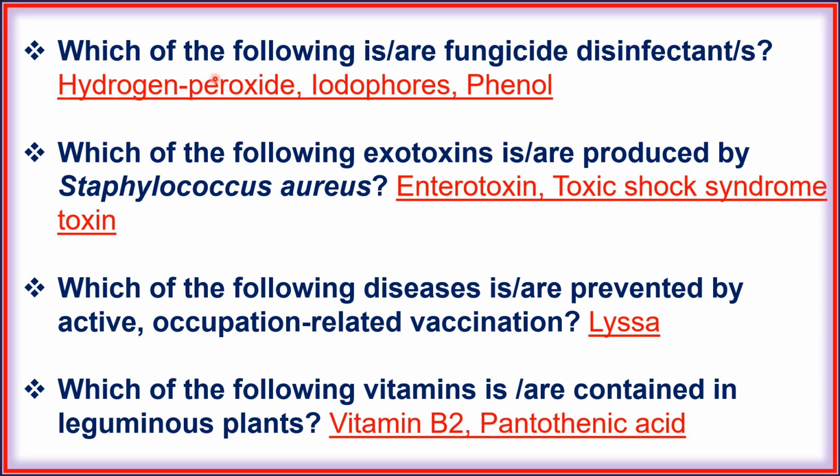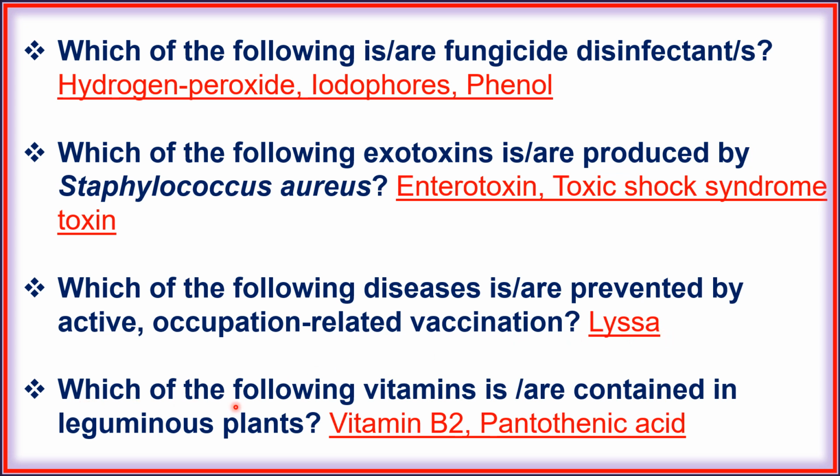Next, which of the following is a fungicide disinfectant? Hydrogen peroxide, iodophores and phenol. Next, which of the following exotoxins are produced by Staphylococcus aureus? Enterotoxin, toxic shock syndrome toxin. Next, which of the following diseases are prevented by active occupational related vaccination?